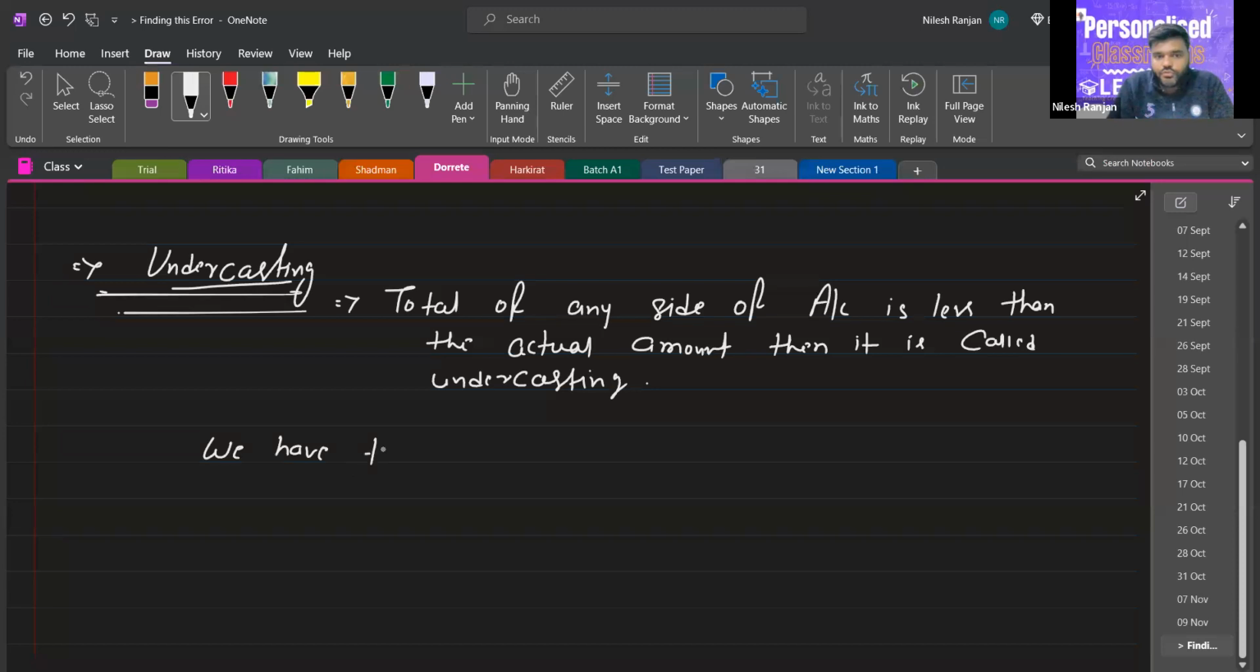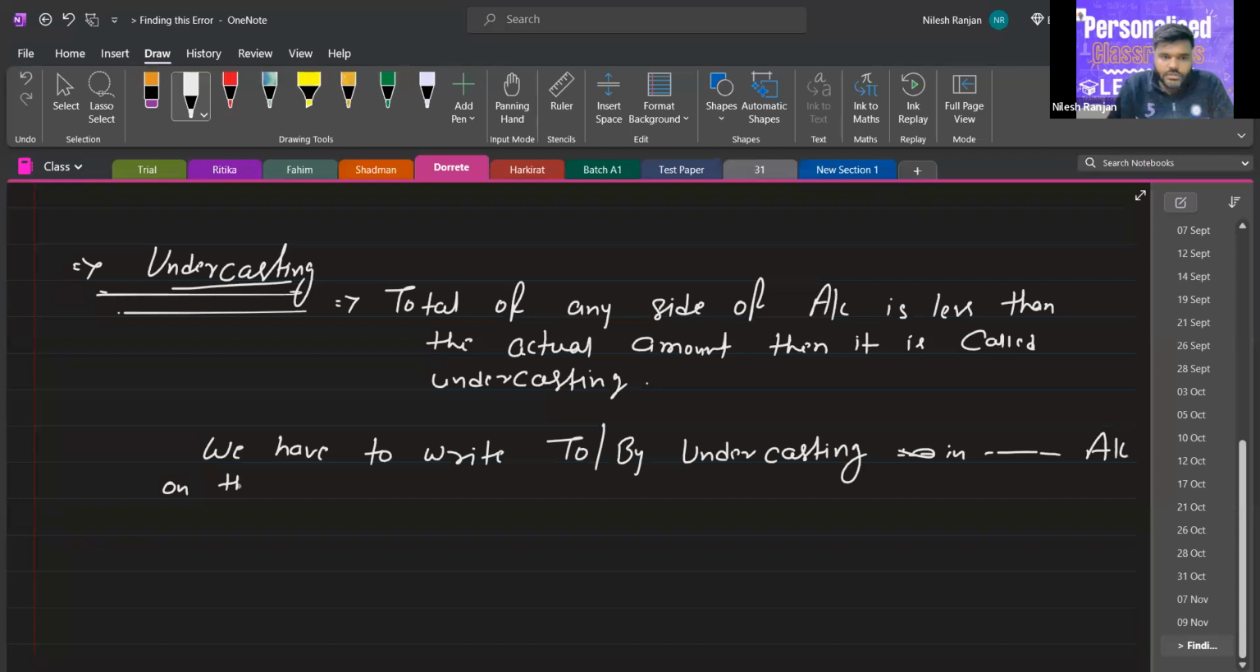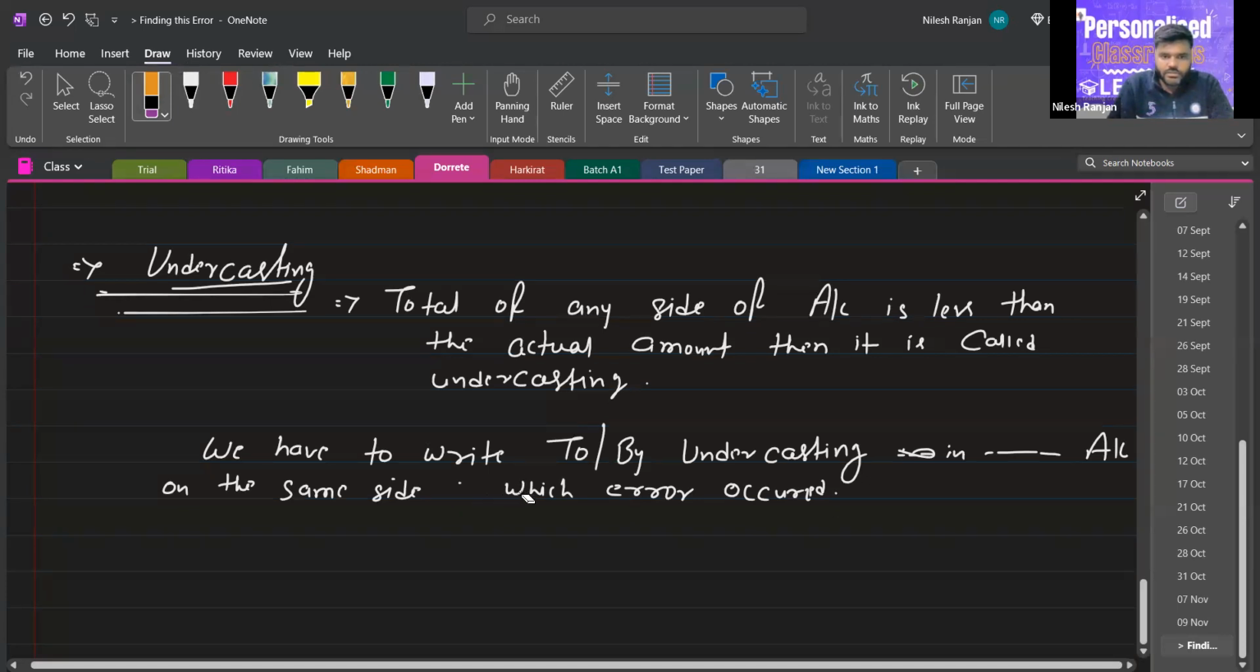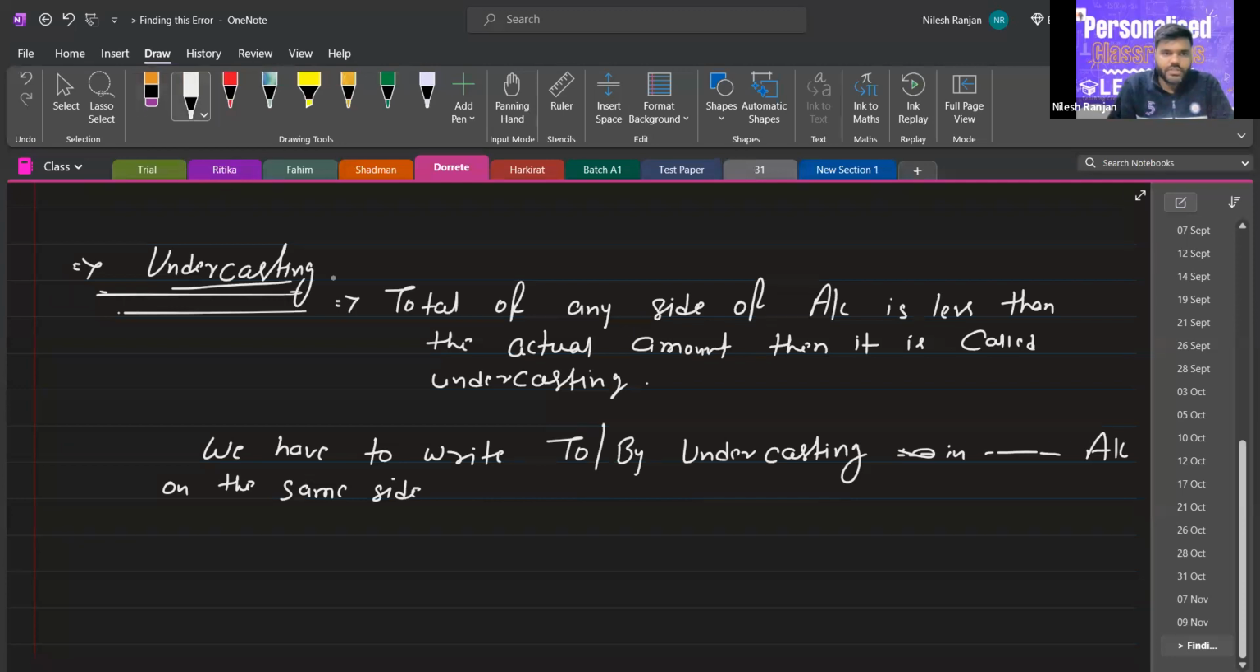So we have to write "to or by undercasting" in a specific account, on the same side of error, the side in which the error occurred. That's it. This is your solution.